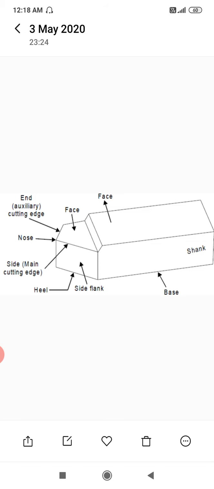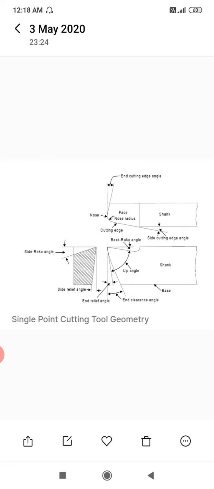Next, we are going to see what are the angles in the single point cutting tool. First, rake angle. Strength of the tool depends on rake angle. There are two types of rake angle, back rake angle and side rake angle.